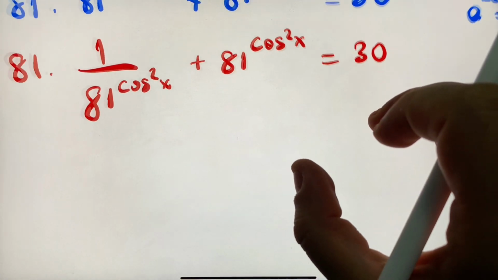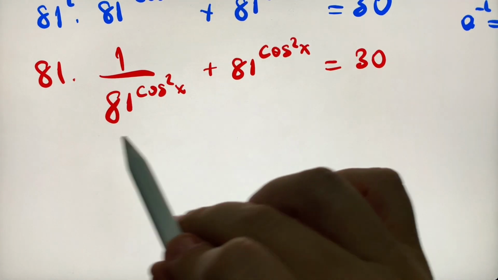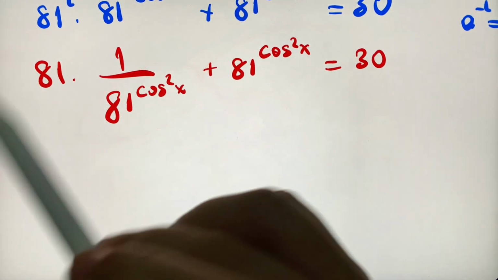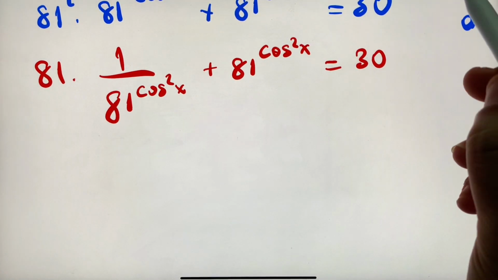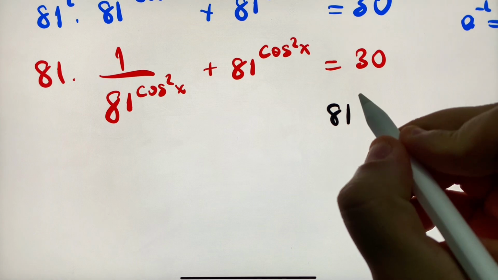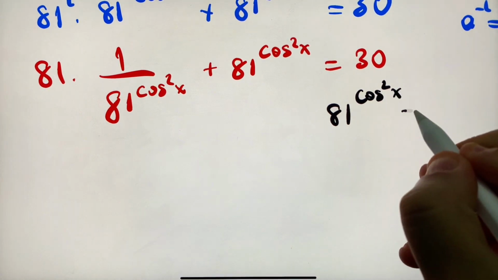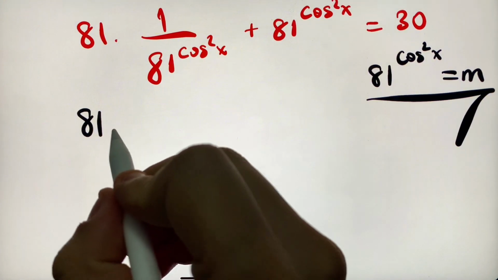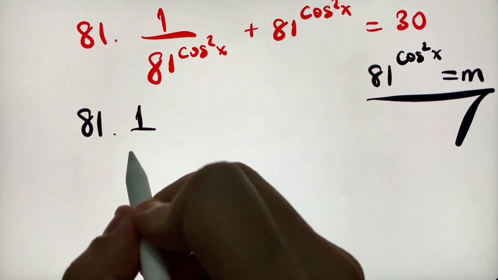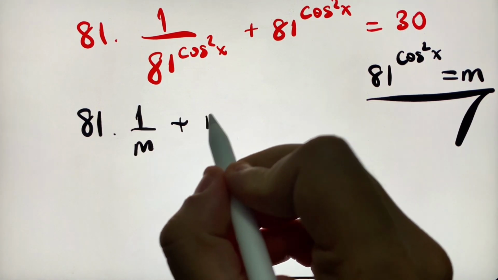Now let's do a variable change here. Changing the names of the expressions given here will be better for us, so we put the question into algebraic form. Let's call the expression 81 to the cosine squared x m. Then we have 81 times 1 over m plus m is equal to 30.